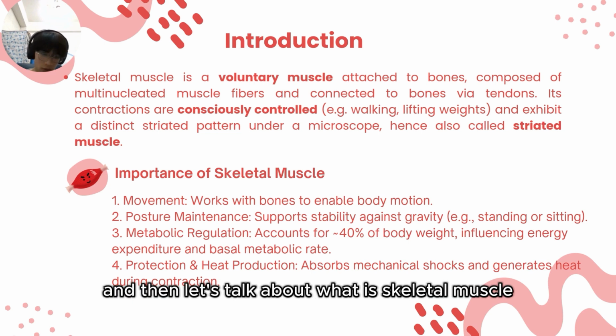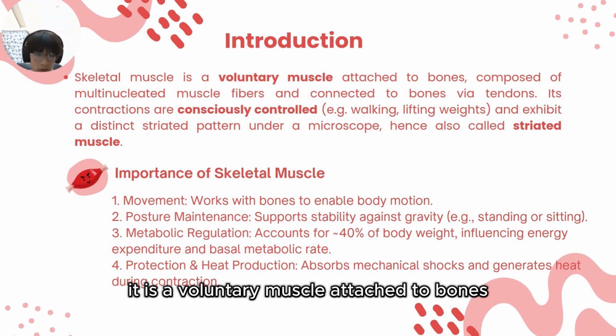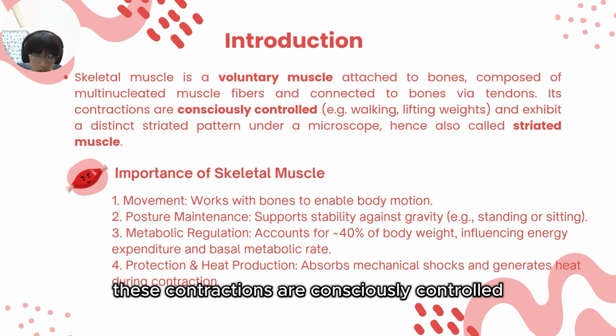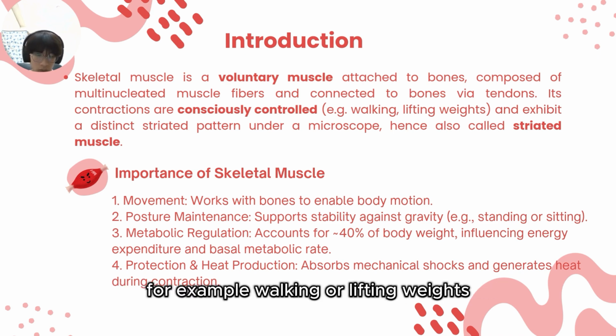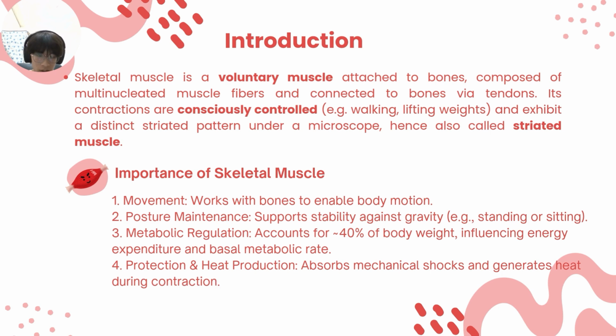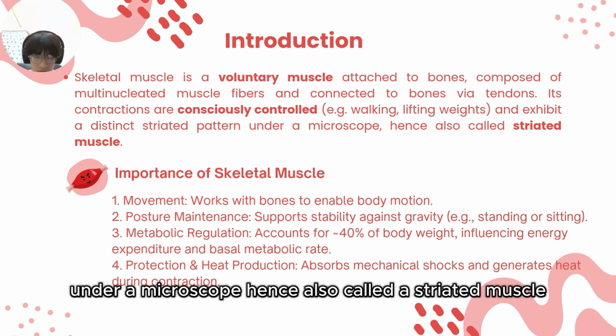Hi, I'm Ruben, and let's talk about what skeletal muscle is. It is a voluntary muscle attached to bones, composed of multinucleate muscle fibers, and connected to bones via tendons. Its contractions are consciously controlled, for example walking or lifting weights, and it exhibits a distinct striated pattern under a microscope, hence it is also called striated muscle.